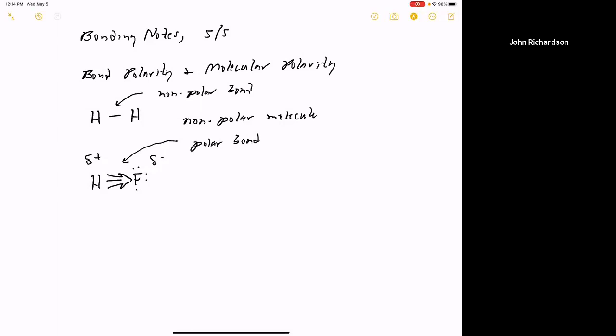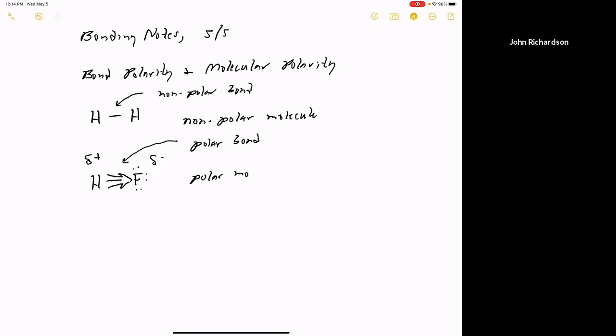So remember, when we say polar, what we mean is that there's going to be a charge of a nature like a negative on one side of the molecule or bond, and a charge of the opposite type on the other side of the bond. Now since, again, this only is one bond across two atoms, we can also say by default, this is going to be a polar molecule.